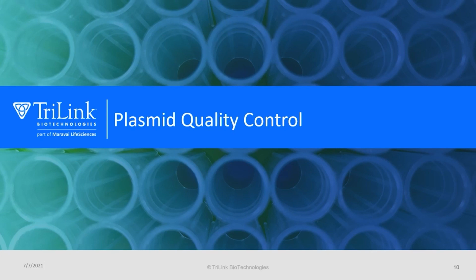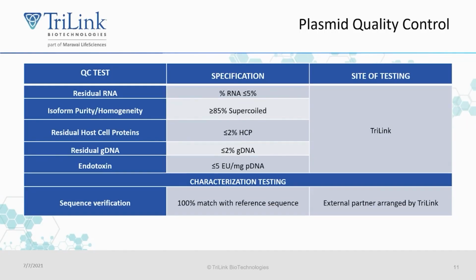Now that we have an understanding of the mRNA manufacturing process, I will touch on plasmid quality. Here I am showing a standard quality control release strategy and specifications for a plasmid leading into mRNA manufacturing. It is important to test for process-related impurities, residual RNA, residual host cell proteins, and residual DNA. This will help ensure that the residual impurities are not carried through to the end messenger RNA product. It's also important to look at the percent isoform purity, endotoxins, and sequence verification.